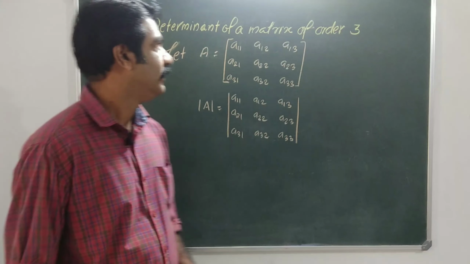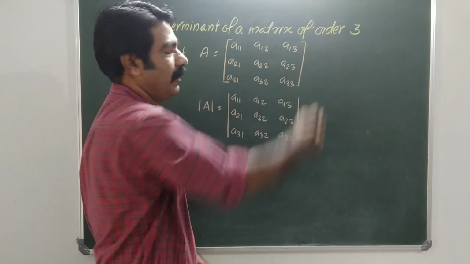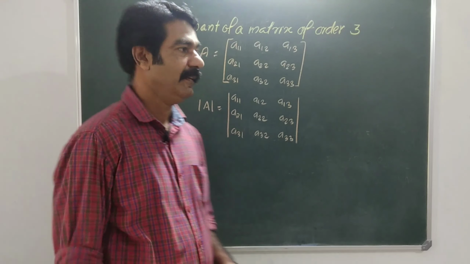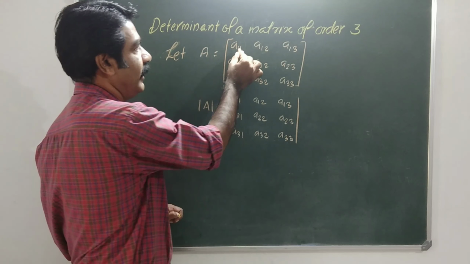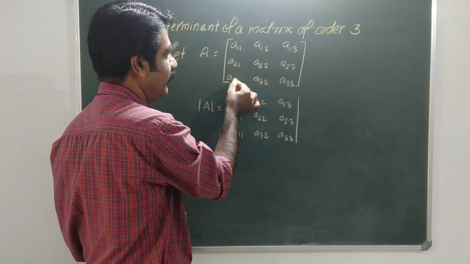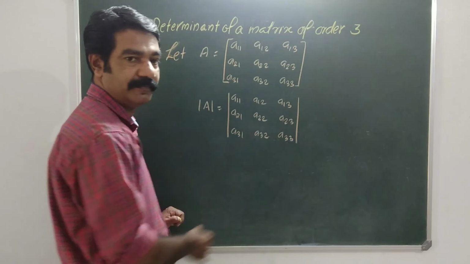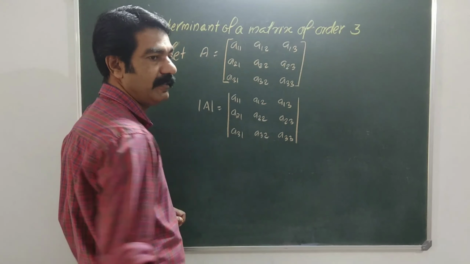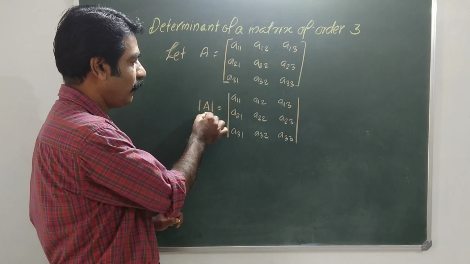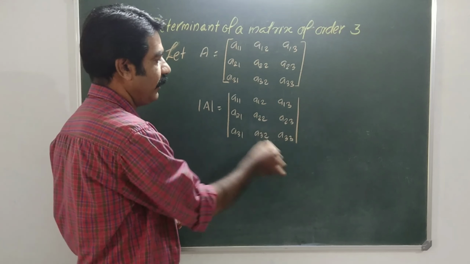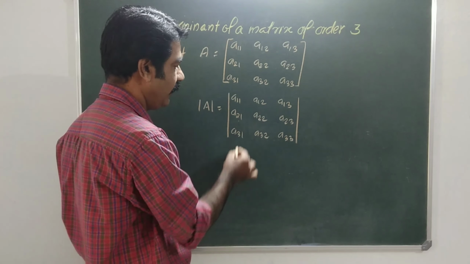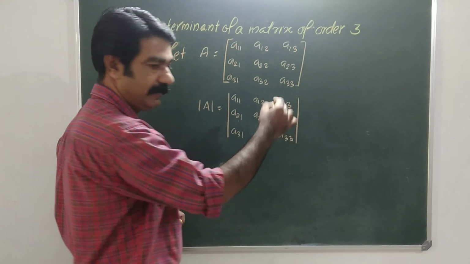Now, determinant of a matrix of order 3. Let A be the matrix with rows A11, A12, A13; A21, A22, A23; A31, A32, A33. This is a 3 by 3 matrix, or a square matrix of order 3. Then the determinant of A is the determinant with the same entries A11, A12, A13, A21, A22, A23, A31, A32, A33.